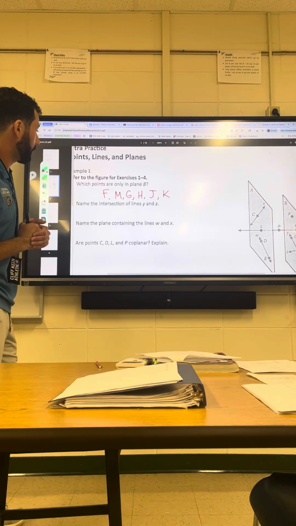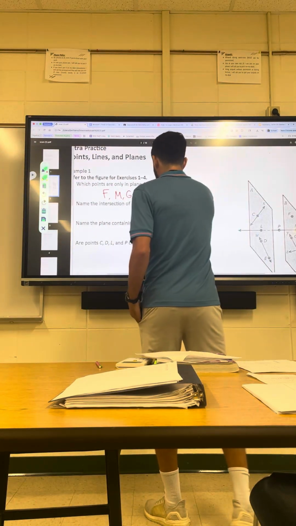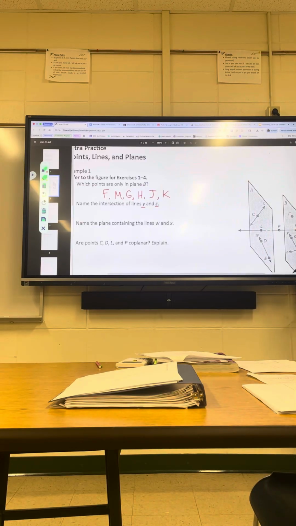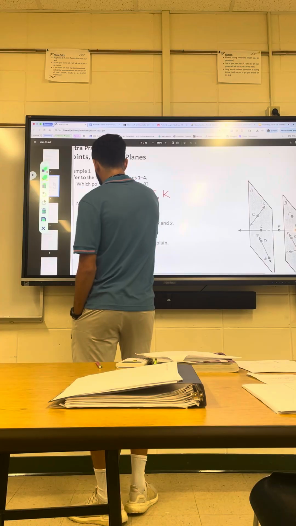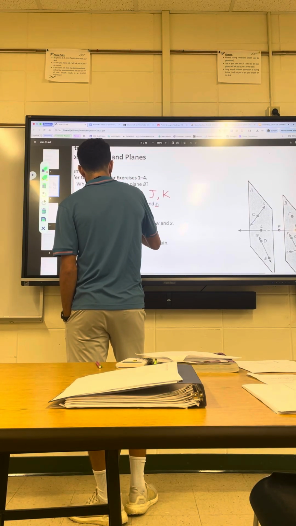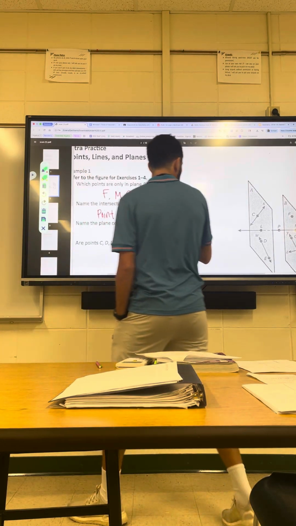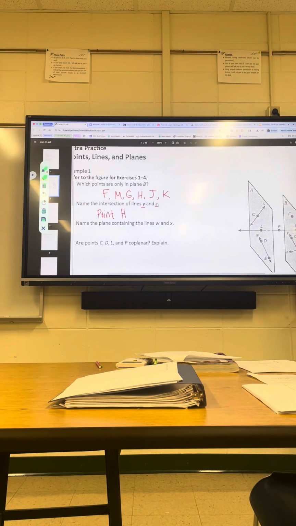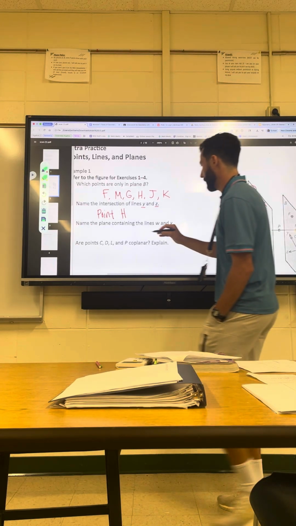Name the intersections of lines Y and Z. So you see line Y and Z, they intersect right here at point H. That's it. Name the plane containing W, which is right here, and X. The name of this plane is right up here. It's plane A.